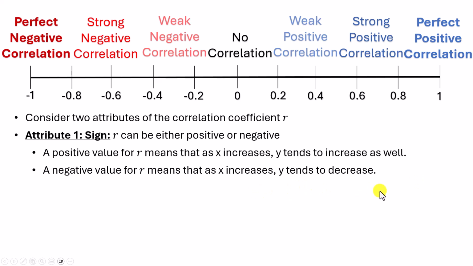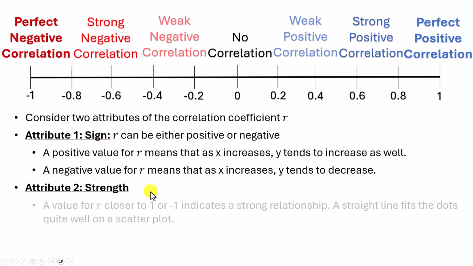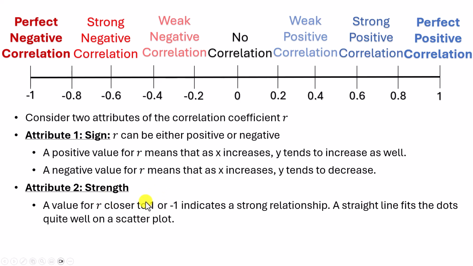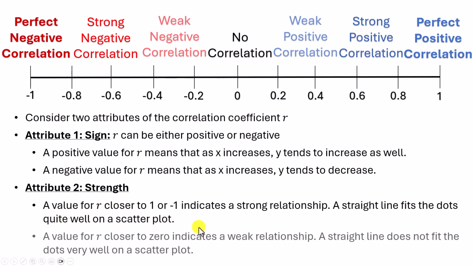The second attribute we should consider is the strength of the relationship. So not only do we want to know about the sign, we also want to know about the strength. The strength is going to be stronger the closer we are to either 1 or -1. A value of r that's close to 1 or -1 indicates a strong relationship, and that means that a straight line would fit the dots quite well on a scatterplot. A value closer to 0 indicates a weaker relationship, where a straight line is not going to fit the dots very well on a scatterplot.